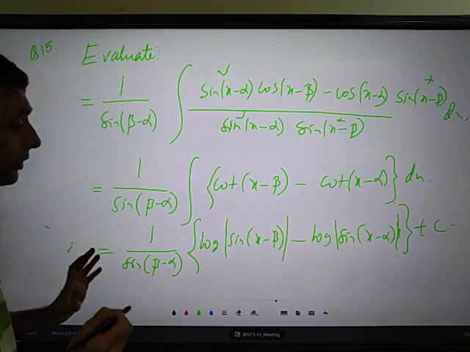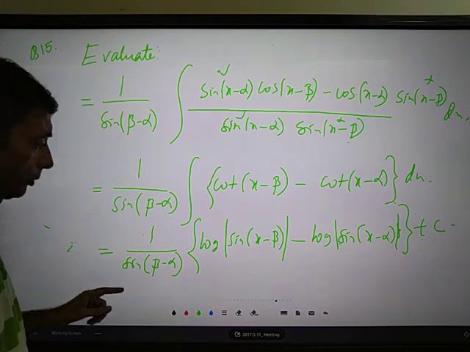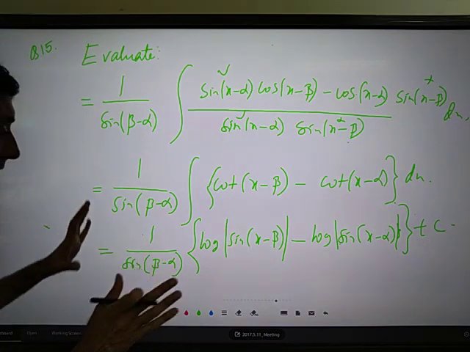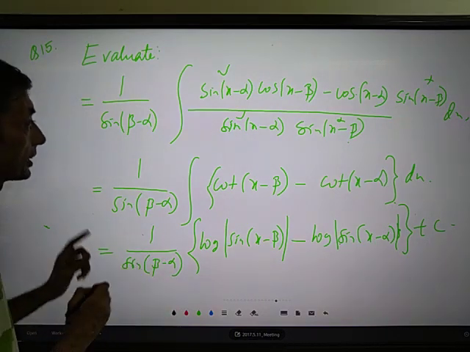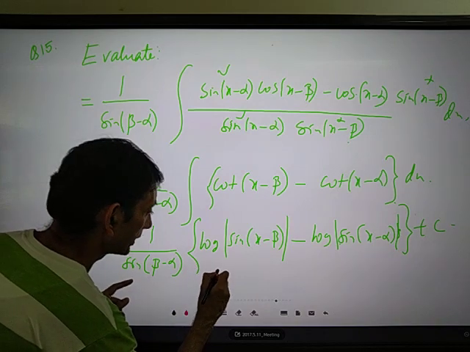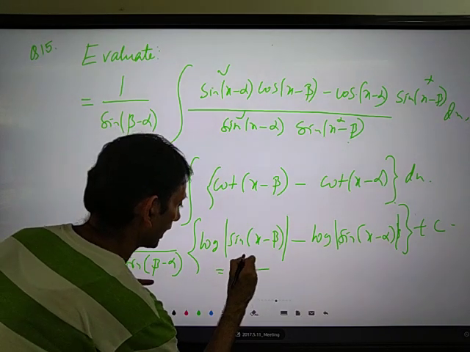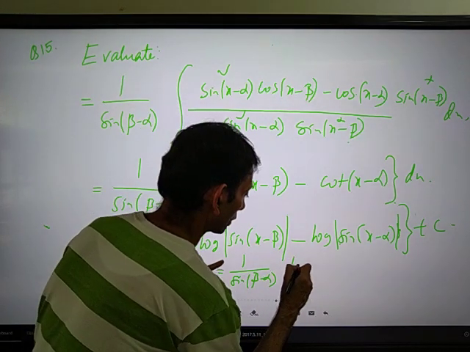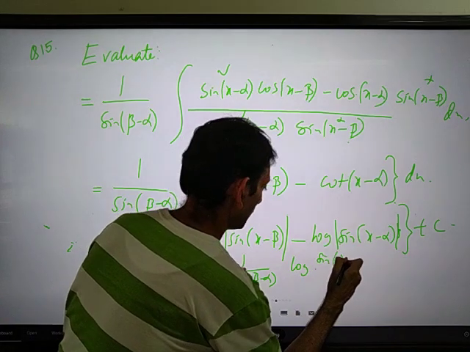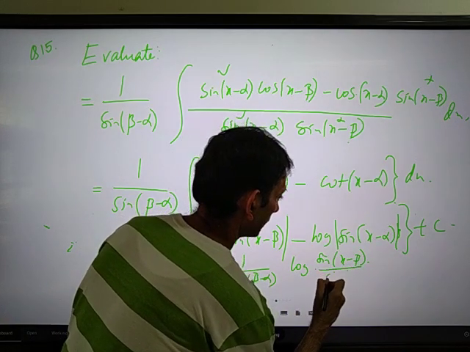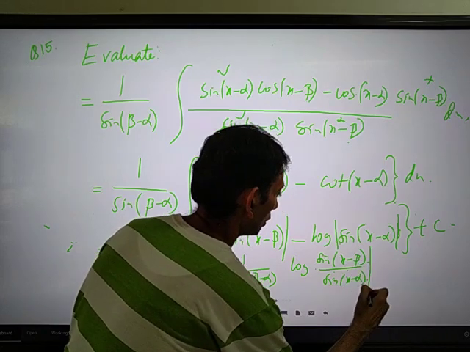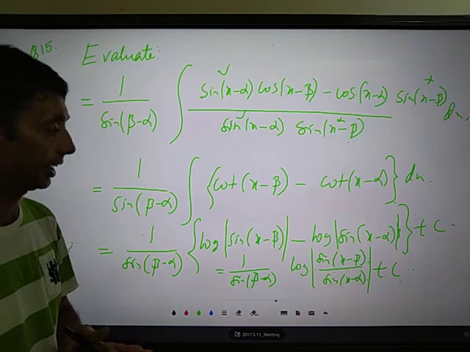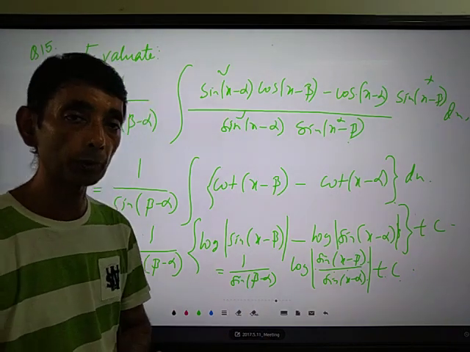You can write one simplified step with the help of the log a minus log b formula, that is log of a by b. You can write the simplified form in this way. The final answer is 1 by sin(beta minus alpha) times log of sin(x minus beta) by sin(x minus alpha), plus c. So this is the answer for this question, and this is a very important question.